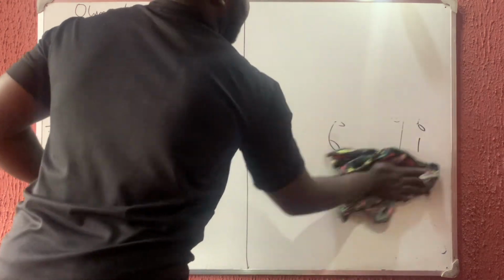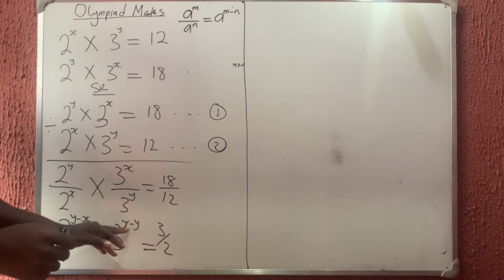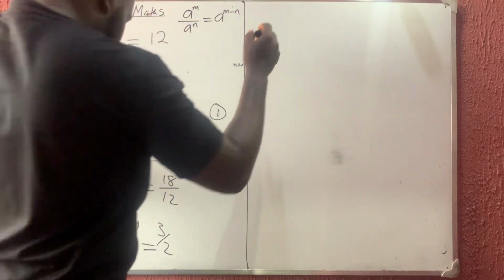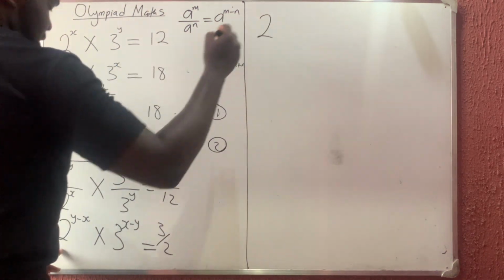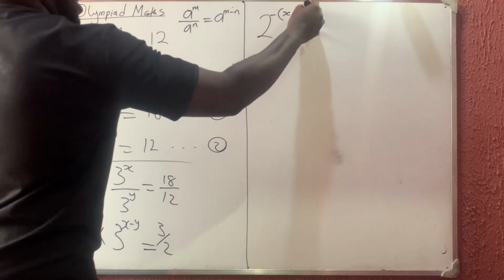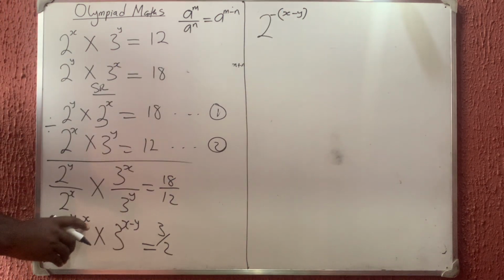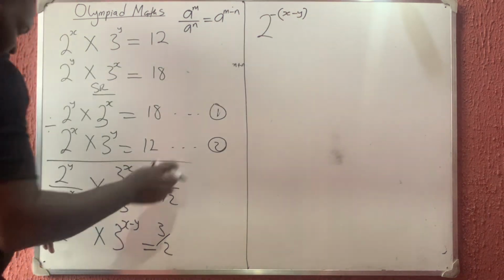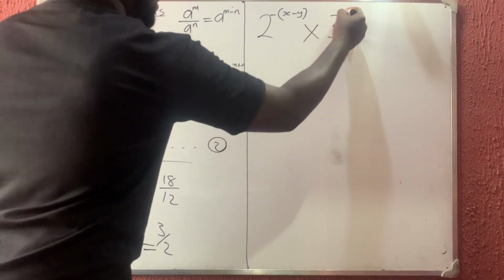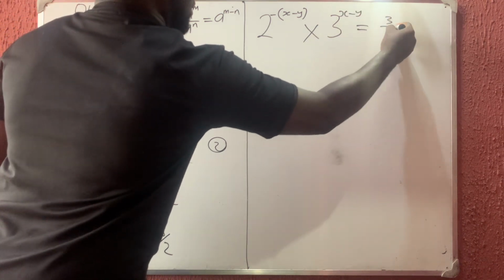Now I want to make this to be in the same x minus y. Look at this: this is 2 raised to power, if I put minus here and then put bracket x minus y, let's check. Minus times x will give us minus x, and then minus times minus y will give us plus y. So I didn't change anything. Times 3 raised to power x minus y is equal to 3 over 2.